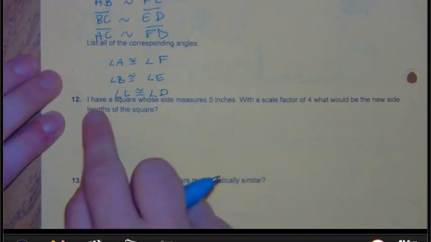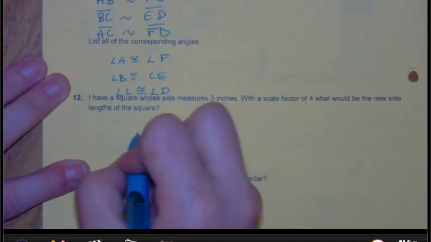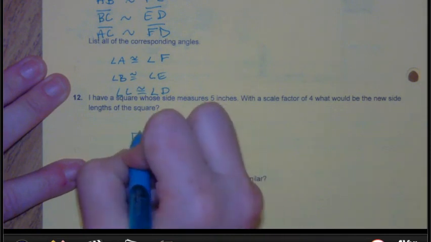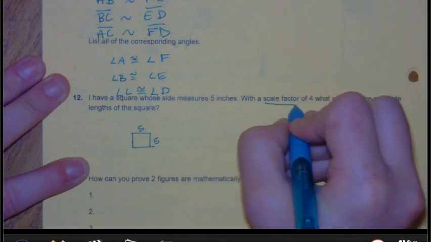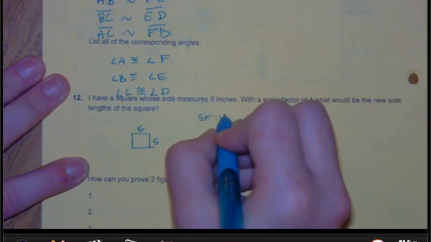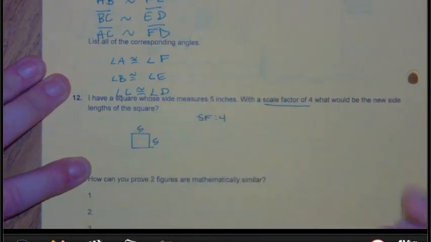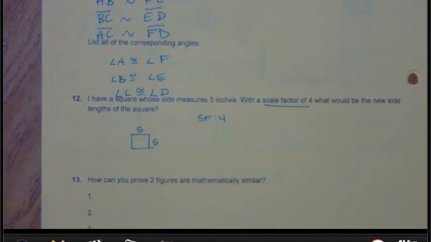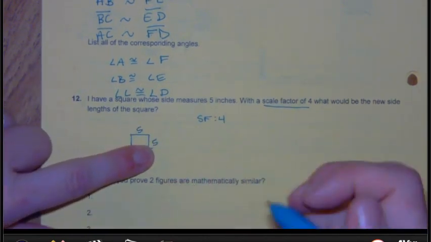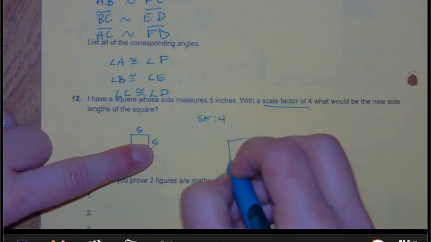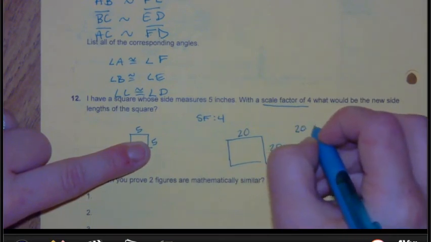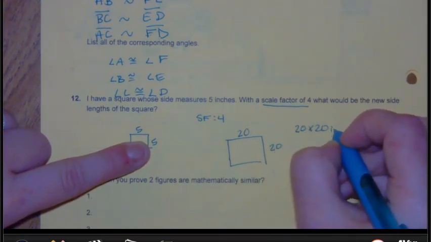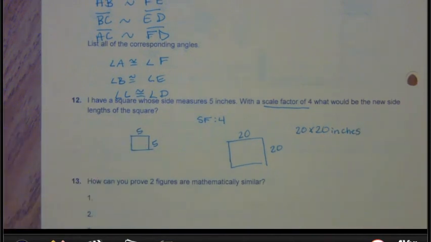All right, number 12. I have a square whose sides measure 5 inches. Okay, well, knowing a square, all of my sides are exactly the same. With a scale factor of 4, what would the new side lengths be? Well, knowing that my sides are proportional in my scale factor, I'm going to take 4 and multiply it by every single side length. So 4 times 5 is 20. And knowing by the properties of a square that all the side lengths are the same, my measurement is going to be 20 inches by 20 inches.